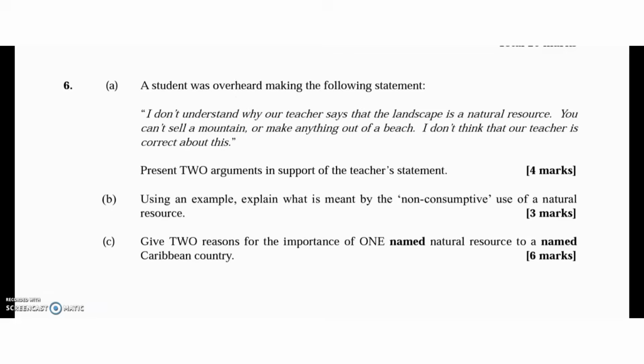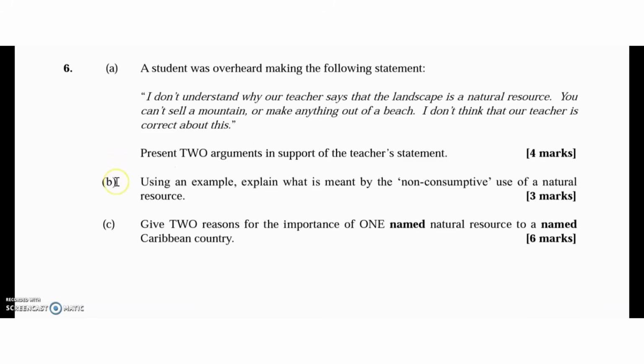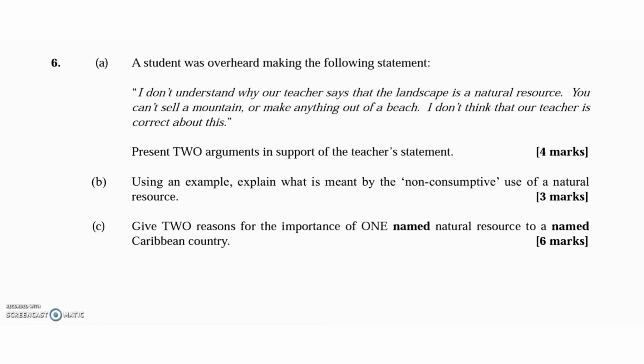Okay. We also have question number 6E. A student was overheard making the following statement: I don't understand why our teacher says that the landscape is a natural resource. You can't sell a mountain or make anything out of a beach. I don't think that our teacher is correct about this. Present two arguments in support of the teacher's comments.